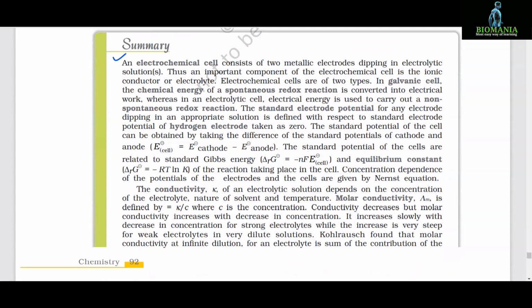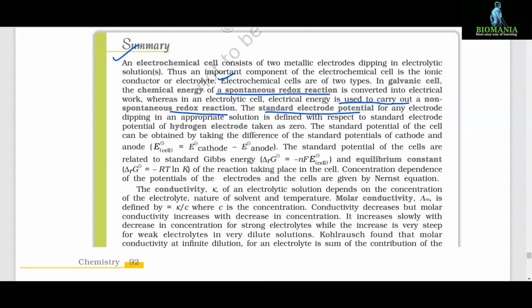Summary: an electrochemical cell consists of two metallic electrodes dipping in electrolytic solution. Thus, an important component of the electrochemical cell is the ionic conductor or electrolyte. Electrochemical cells are of two types. In galvanic cell, the chemical energy of a spontaneous redox reaction is converted into electrical work, whereas in an electrolytic cell, electrical energy is used to carry out a non-spontaneous redox reaction.